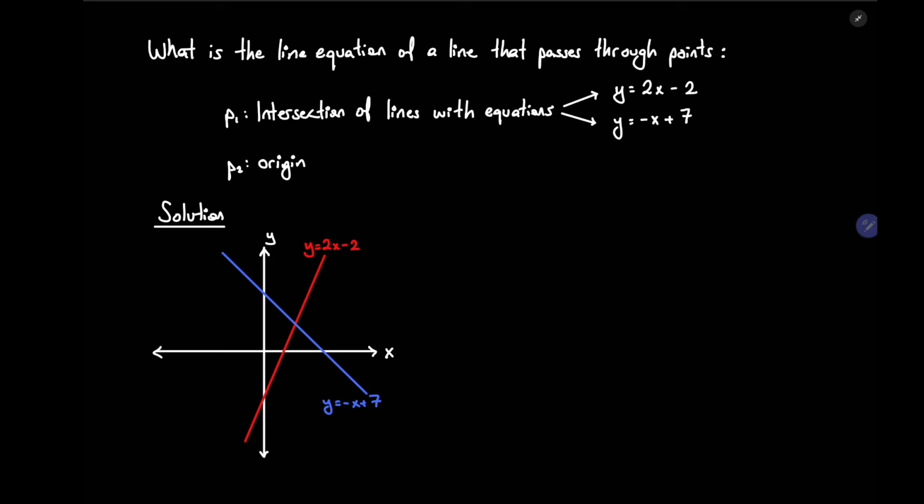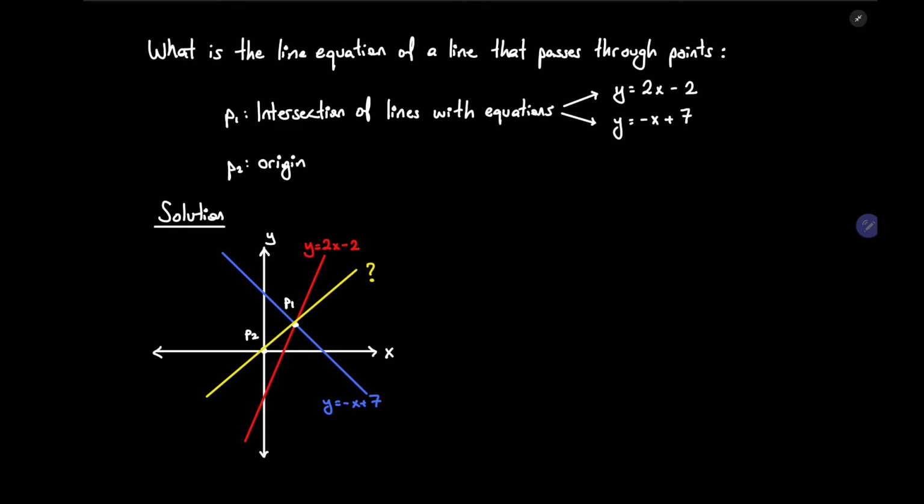In order to understand the question better, I'm going to visualize the problem. So as you can see, there are two lines here, y equals to 2x minus 2 and y equals to minus x plus 7. The first point the question says is the intersection of these two lines. Therefore, our first point is this one, which is P1. And our second point is origin, which is this one, P2. The question asks us the line equation of the line that passes through these 2 points. The equation of this line is asked to us.